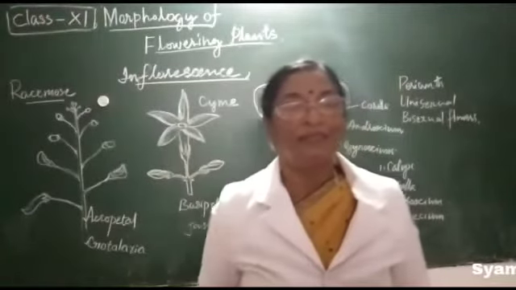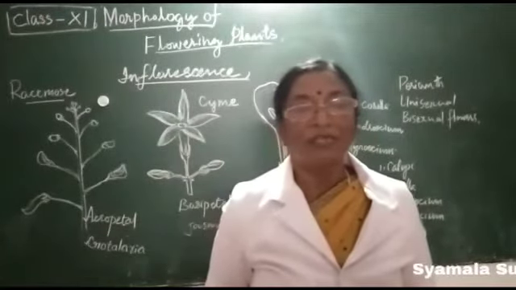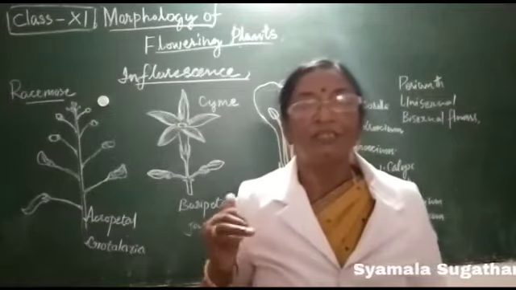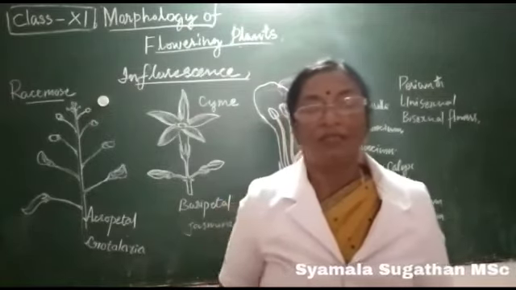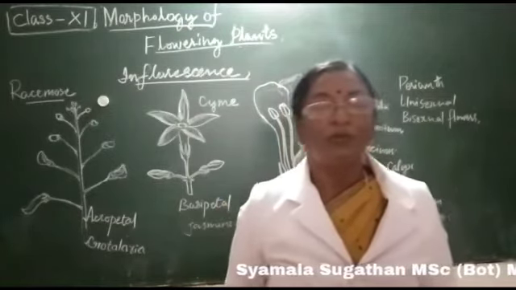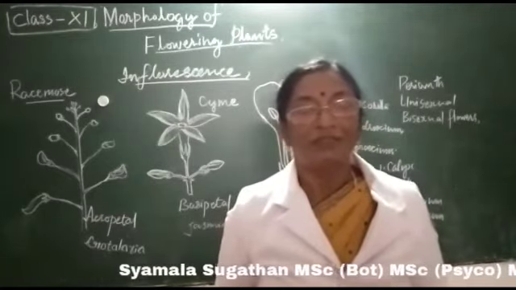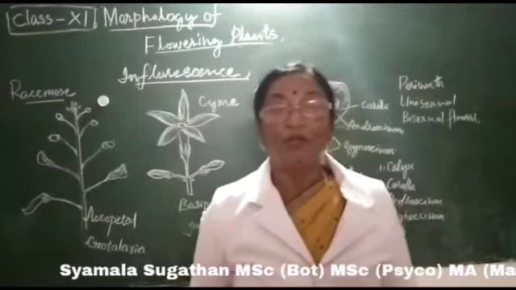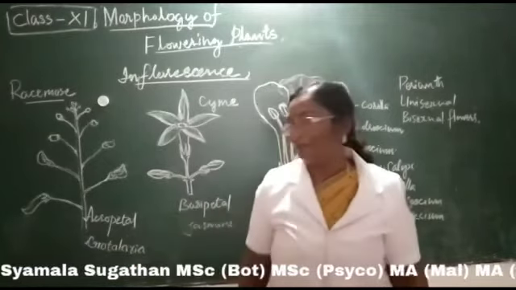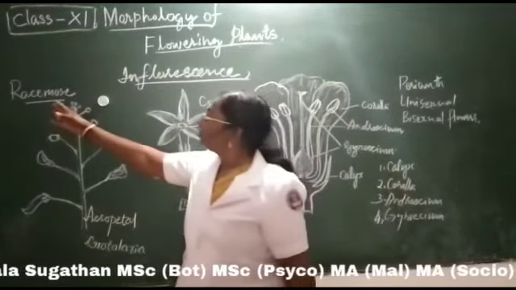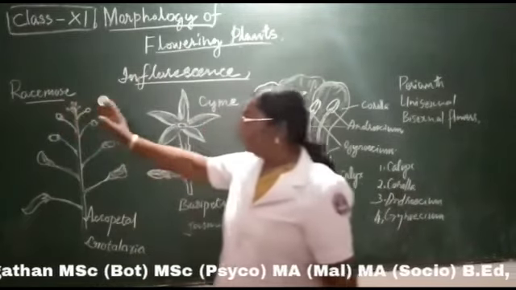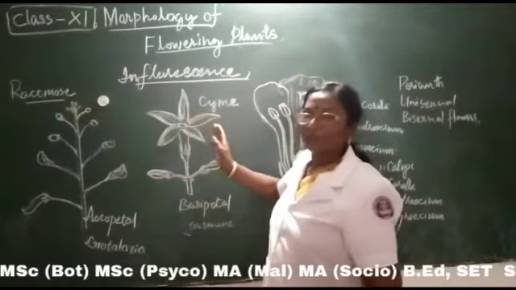Good morning, dear children. Today we are going to study inflorescence and flowers. Inflorescence is a collection of flowers on an axis. There are two different types of inflorescences, namely racemose inflorescence and cymose inflorescence.